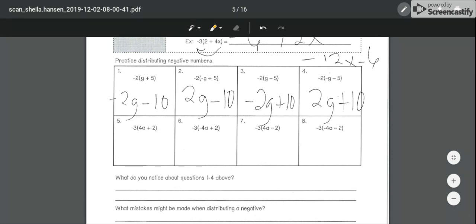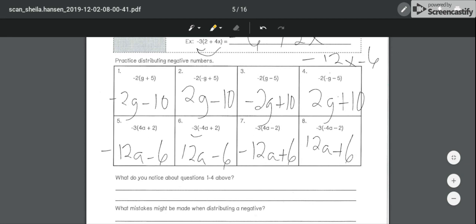Okay, then the next row, we got a negative times a positive, so we get negative 12a. Negative 3 times 2, negative 6. Negative 3 times negative 4a, positive 12a. Negative 3 times 2, negative 6. Negative 3 times 4, negative 12a. Negative 3 times negative 2, positive 6. Negative 3 times negative 4a, positive 12a. Negative 3 times negative 2, positive 6.